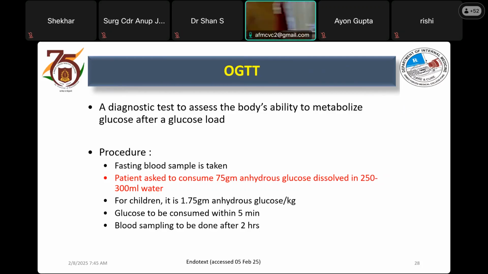So the patient has to be fasting, and that means the patient should not consume any calories for 8 hours preceding this test, and it has to be consumed over 5 minutes.